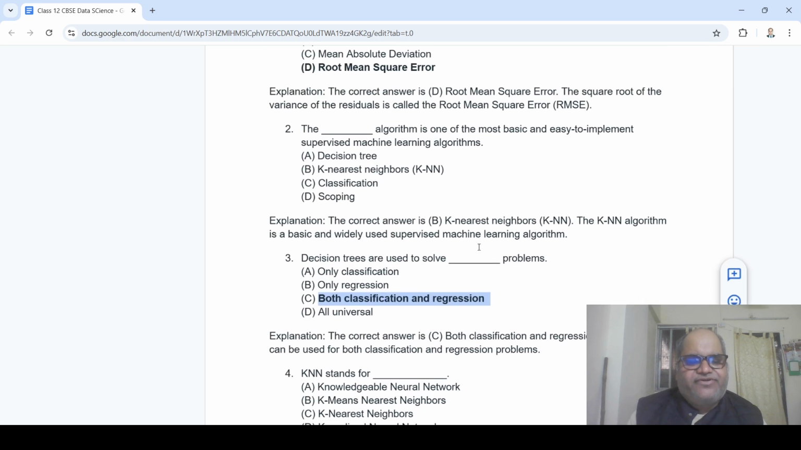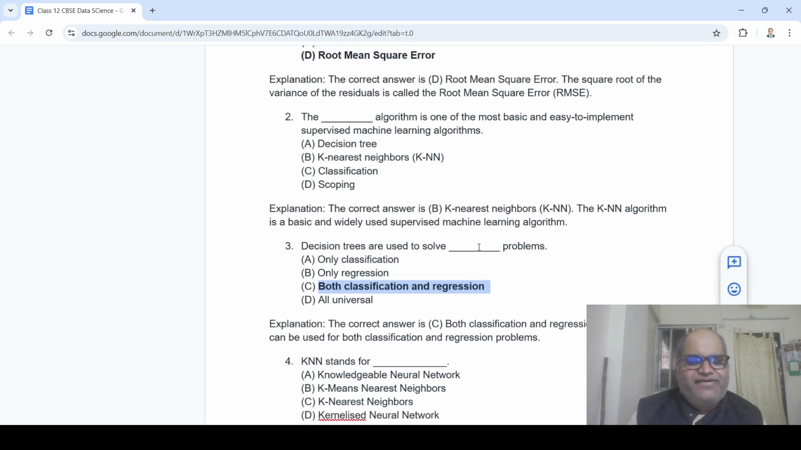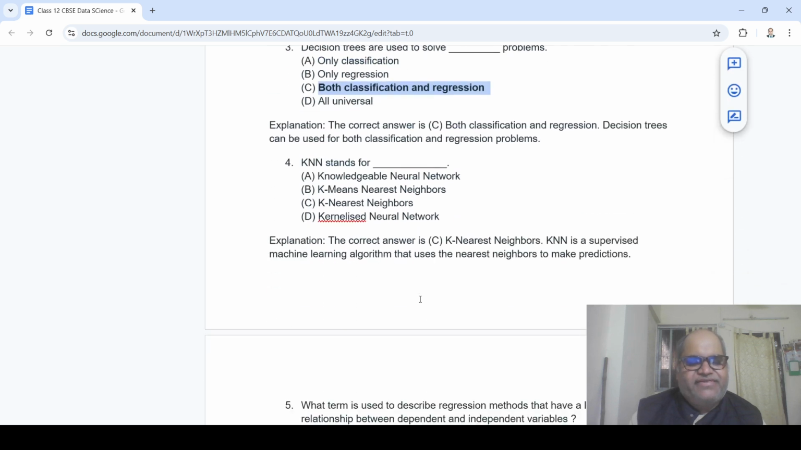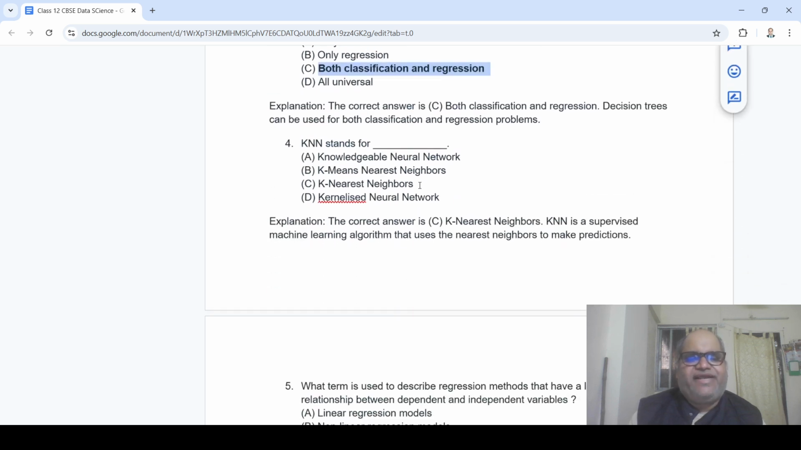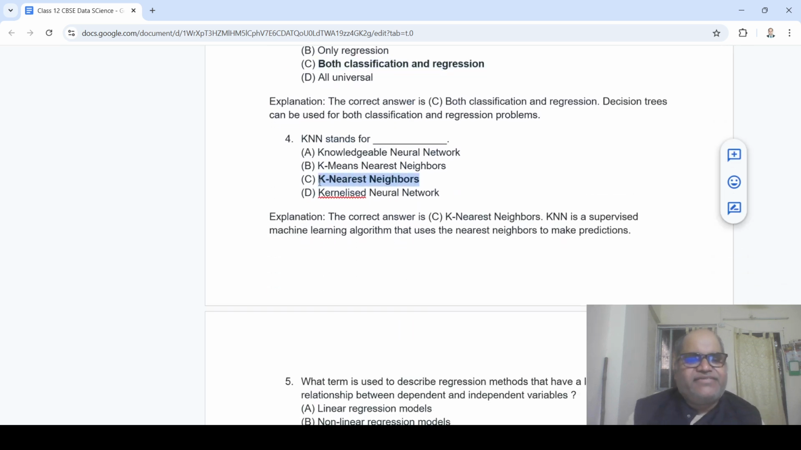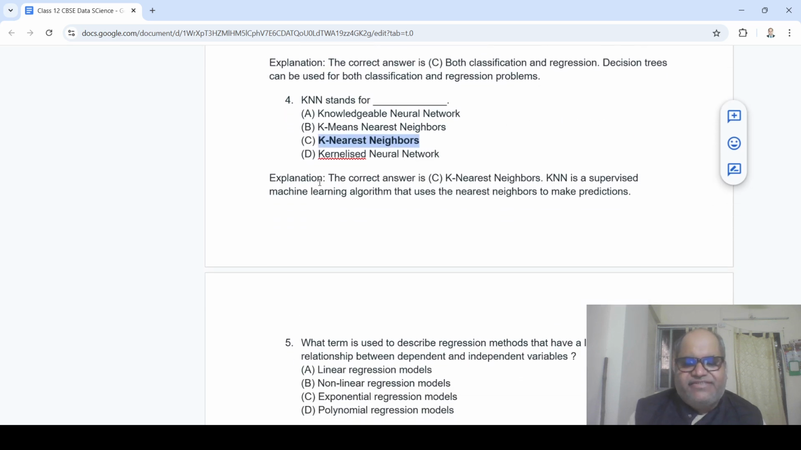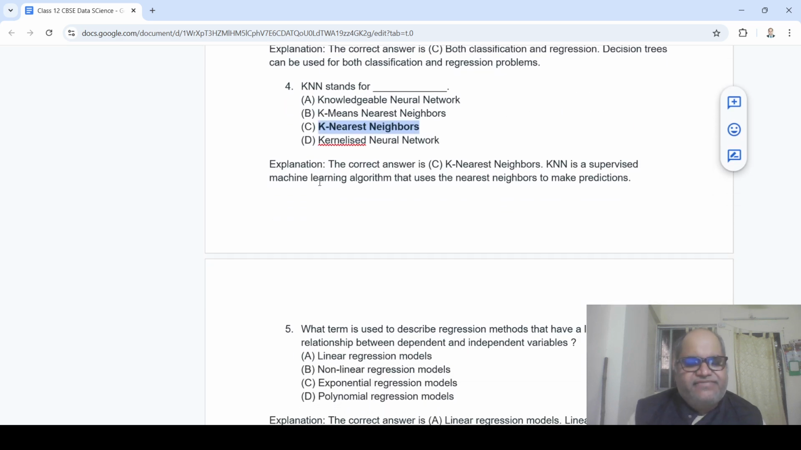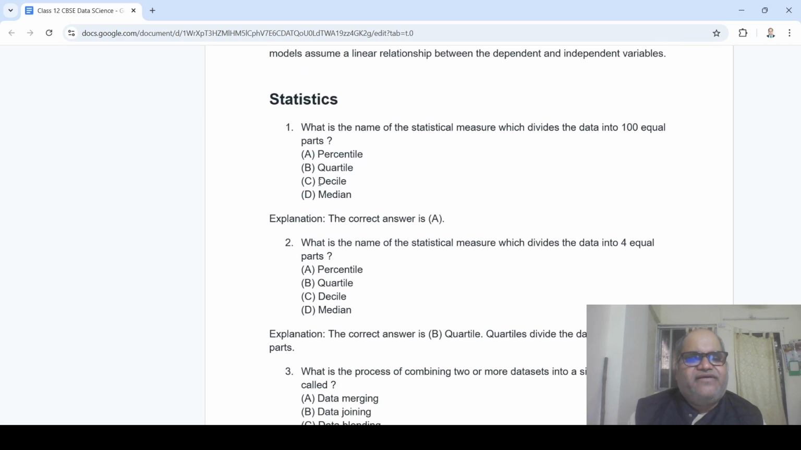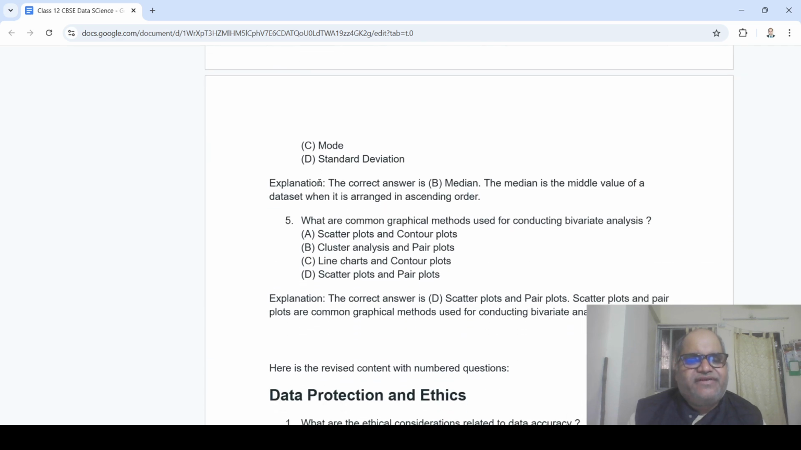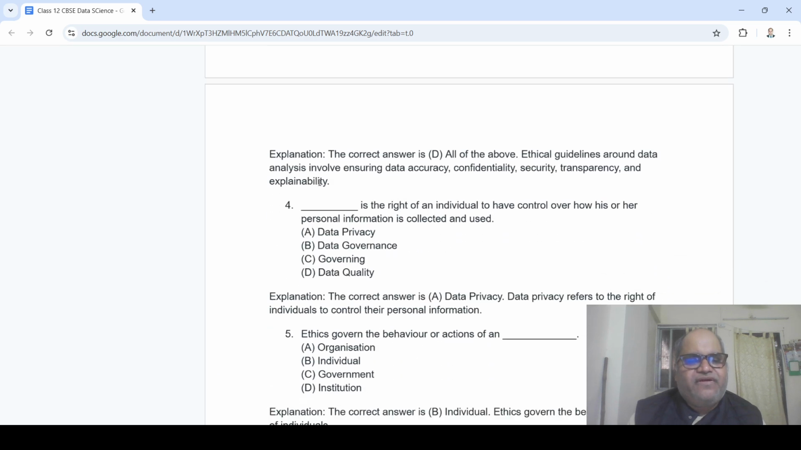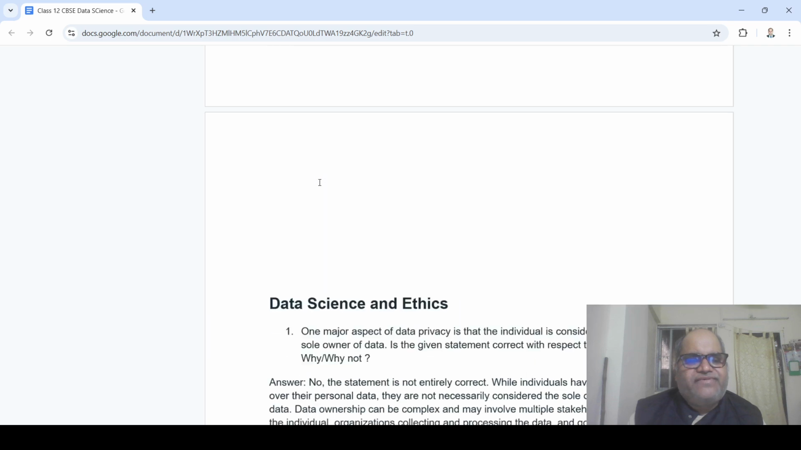KNN stands for what? You'll be asked for it. Knowledgeable neural network? No. K means nearest neighbors? No. K nearest neighbors. So try and make yourself familiar. This question, I think, is asked many times. What term describes regression methods that have a linear function relation? Linear regression methods, right? We have reviewed this in the past, so we'll not go through them. Data privacy, others.